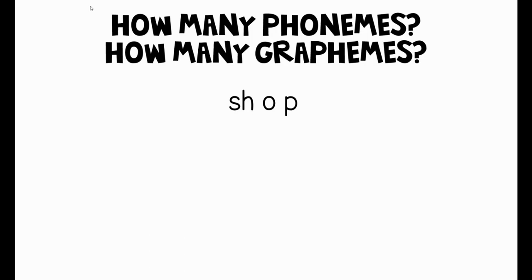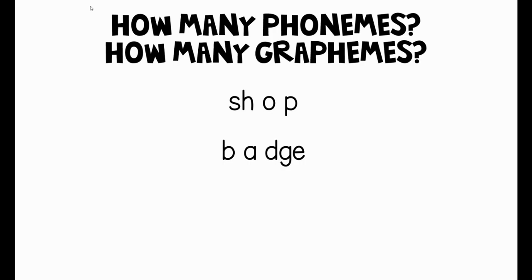Let's listen to the word badge. How many phonemes do you hear? B, A, J. I hear 3 phonemes. Now let's look at what graphemes represent those sounds. B, letter B. A, letter A. And J. That sound is the letter J, but it is represented by the grapheme D, G, E.